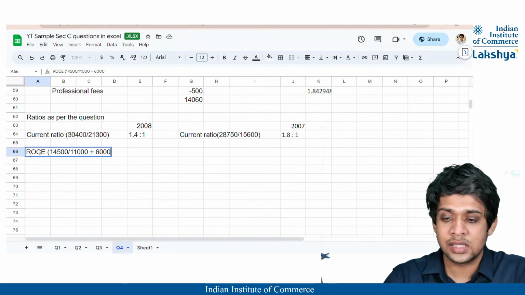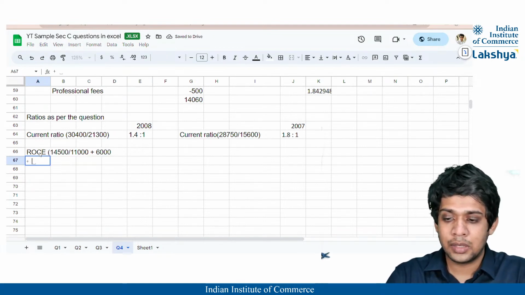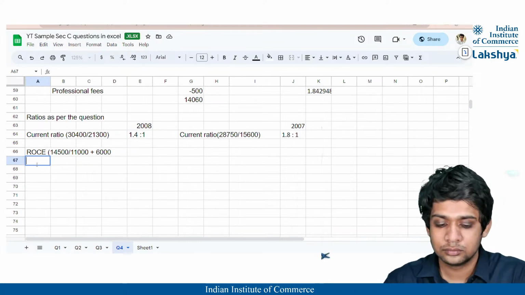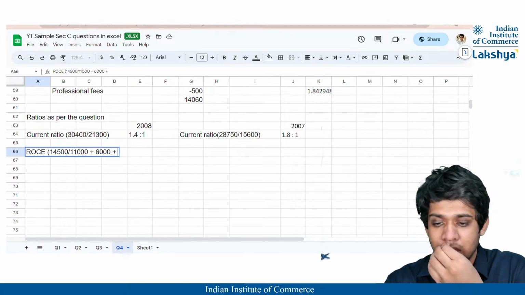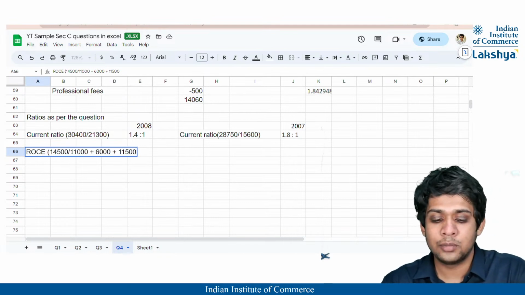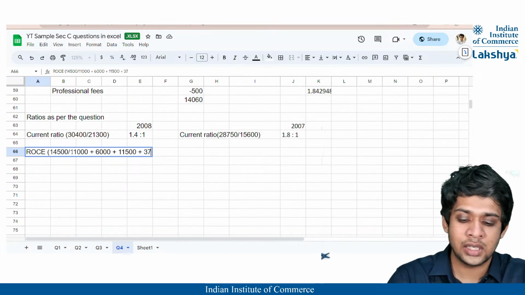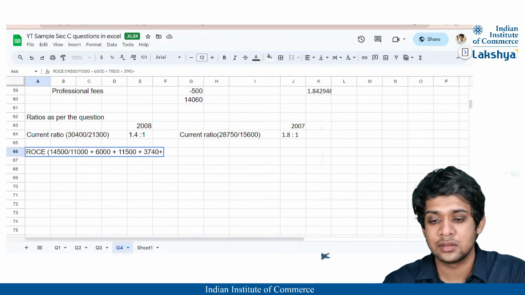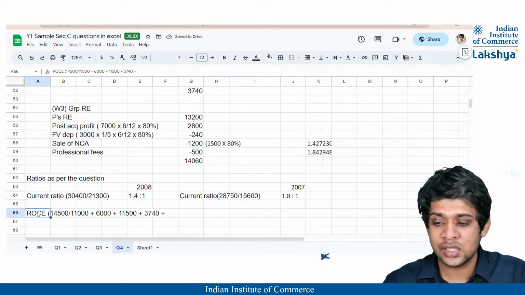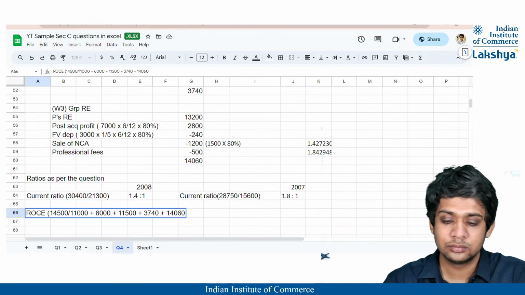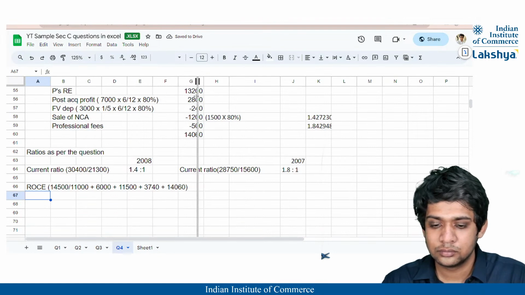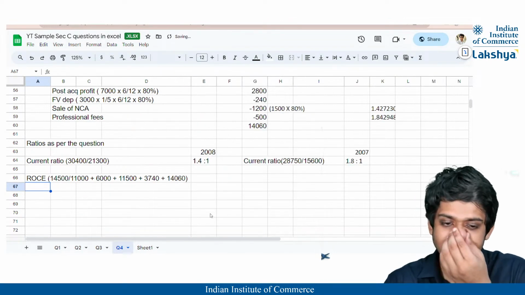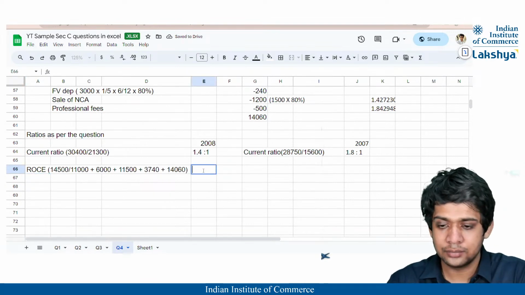11,000 प्लस 6,000 प्लस... कितना है गाइस? 11,500 हमारा लॉन्ग टर्म लोन्स, प्लस नॉन कंट्रोलिंग इंटरेस्ट का 3,740 जो हमने कैलकुलेट किया है, प्लस 14,060 जो हमारा रिटेन्ड अर्निंग्स है, राइट? तो ये हो गया हमारा आरओसी, राइट? तो आरओसी कितना आएगा?